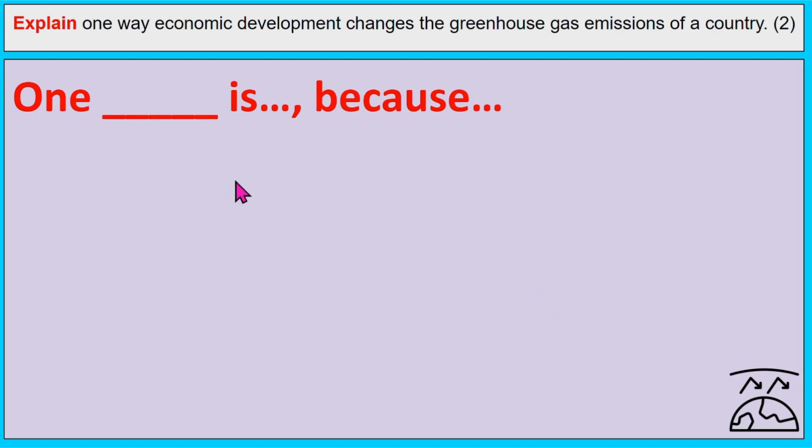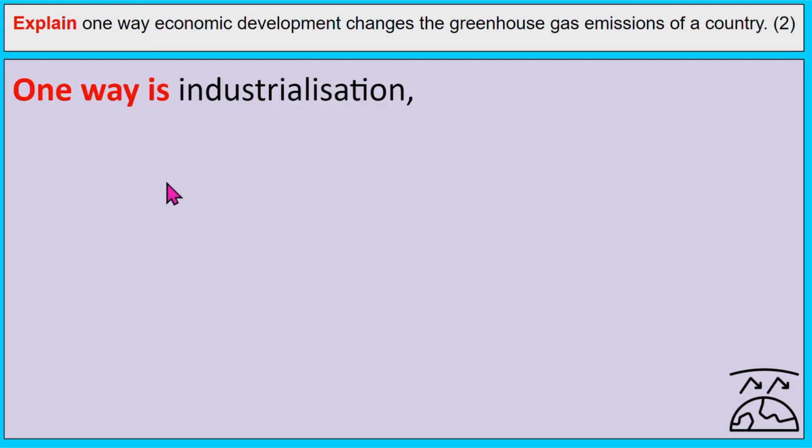So this is going to be our structure. 1 blank is because, and that's it. 1 sentence gets us the 2 marks. So it includes our point and our development. The blank is going to be way. Where possible, always use words from the question, okay? We want to see way go in there. So here's my first example.